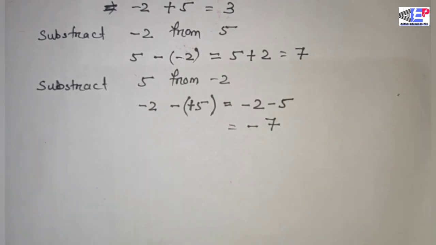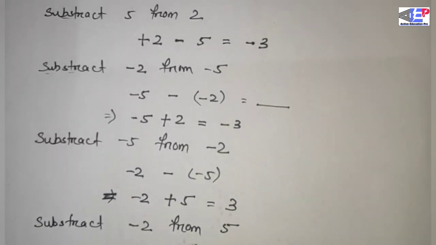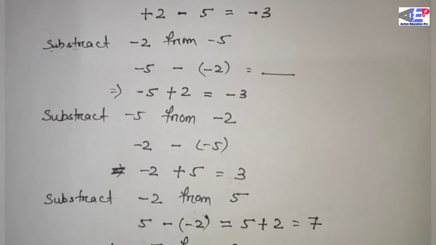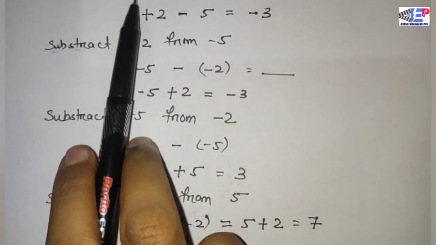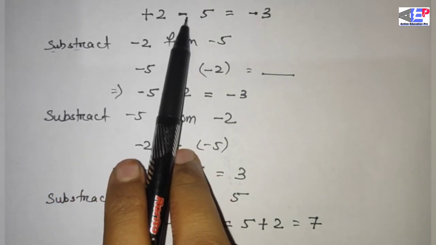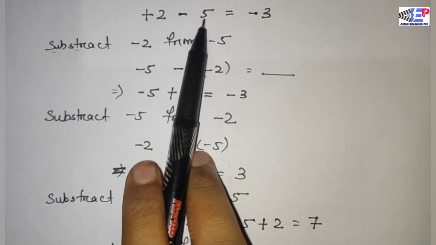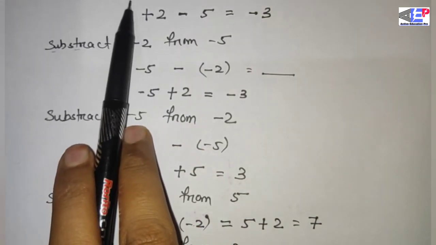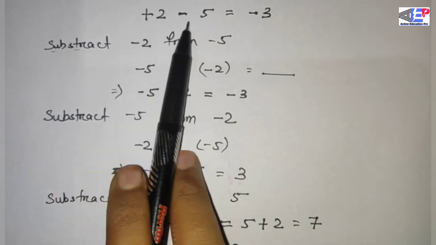One more important thing about this sign rule at the time of subtraction, that you have to carefully follow: you have to carefully consider the sign of the number which is to be subtracted, because at the time of subtraction you always have to change the sign of the number which is to be subtracted. If it is a negative integer or positive integer, here 5 is a positive integer, so as per this rule, I write here minus 5.